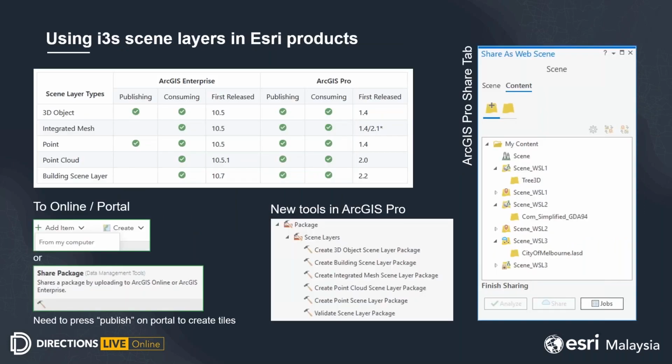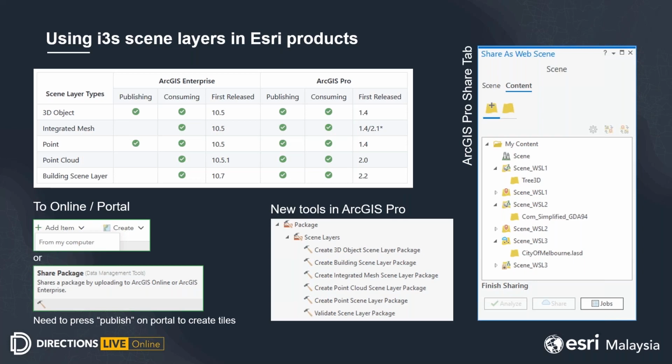The tools that you can use in ArcGIS Pro to generate this SLPK are shown in the middle of the screen on the slide. There is the Package toolset, which was introduced a couple of versions ago. In ArcGIS Pro, you could use this tool to produce an SLPK.